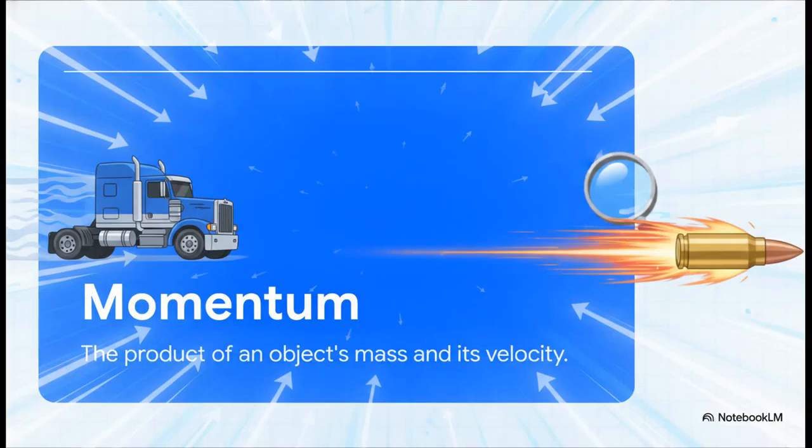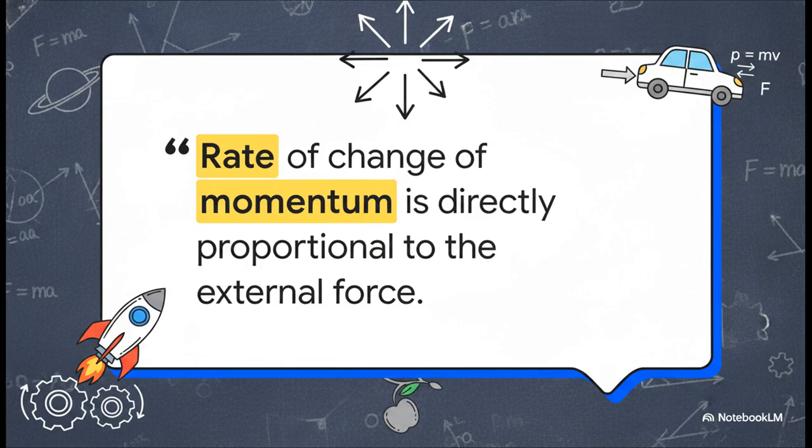Before we can even define the second law, we absolutely have to grasp the concept of momentum. Think of momentum as how much oomph a moving object has. It's the product of an object's mass and its velocity. A heavy truck moving slowly can have the exact same momentum as a tiny bullet moving incredibly fast. So here's the crucial point for Newton's second law. Force is the time rate of change of momentum.